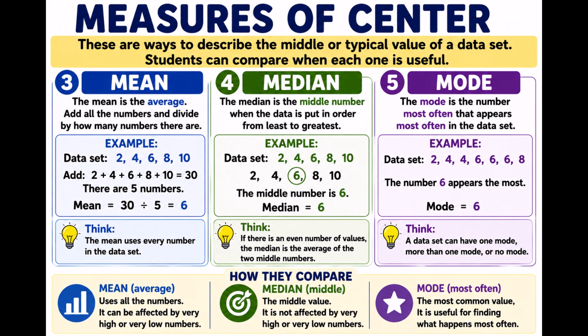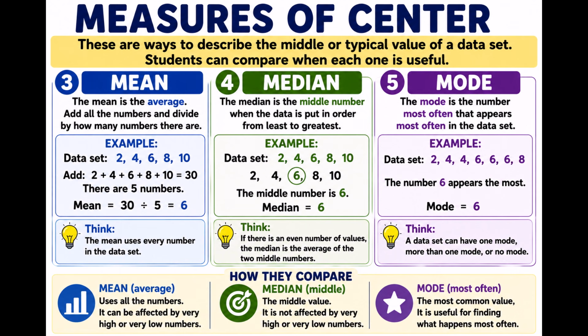The median. The median is the middle number when the data is put in order from least to greatest. For example, 2, 4, 6, 8, 10: the number 6 is in the middle, so it is the median. If there is an even number of values, the median is the average of the two middle numbers. It is not affected by very high or very low numbers.